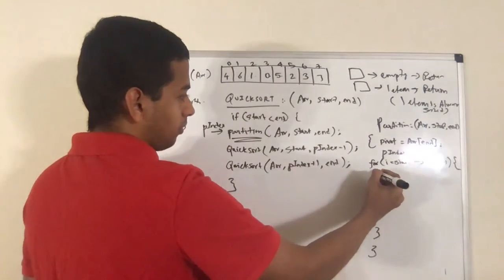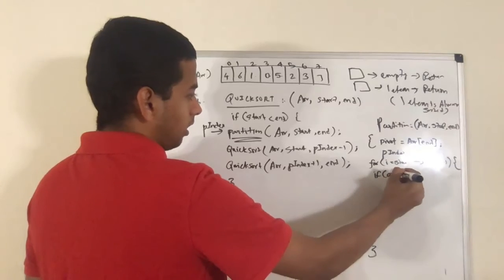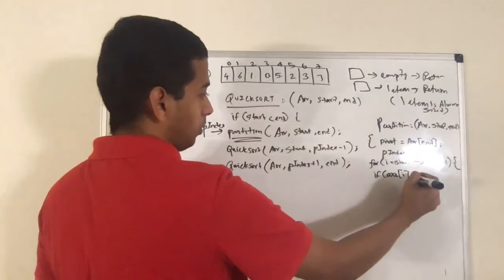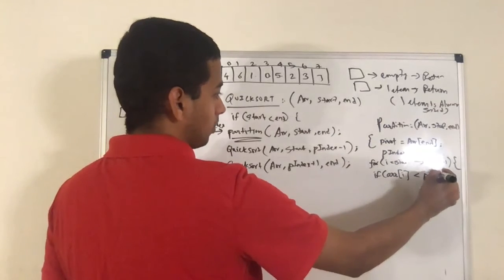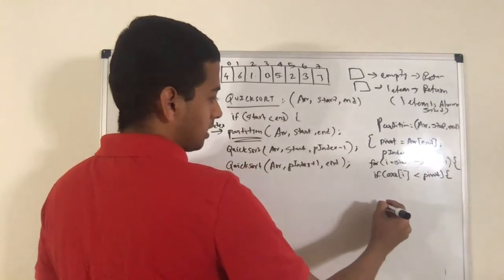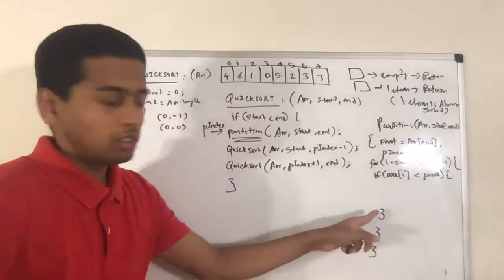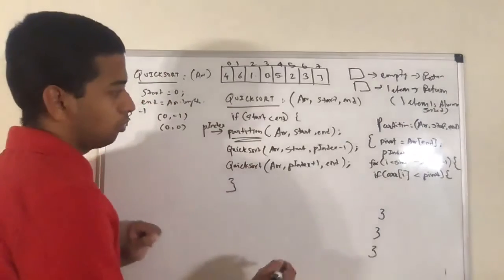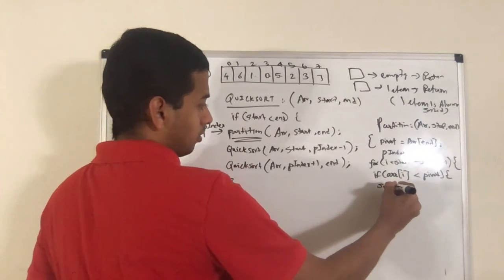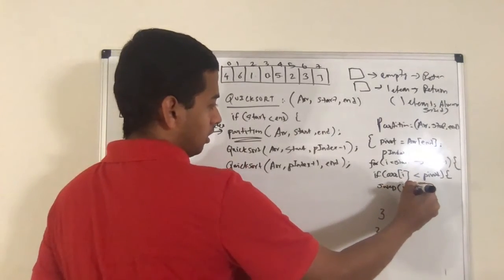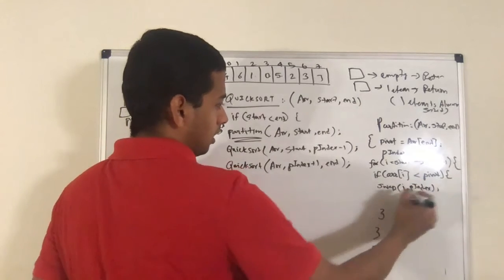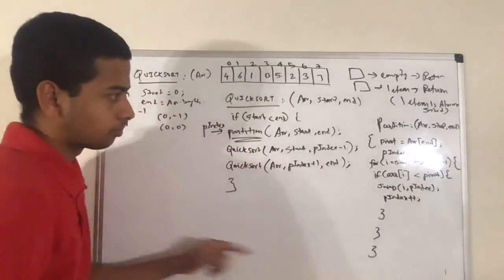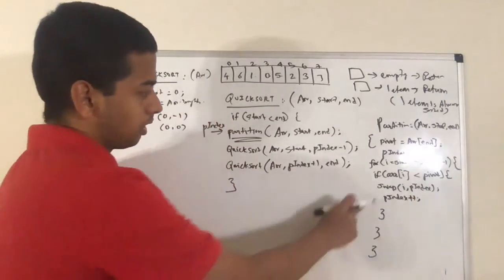I'm checking if array of index I, is this value lesser than pivot? If this value is lesser than pivot, then what I should do? I should swap I and pivot index, and then I should simply increment the pivot index by 1.